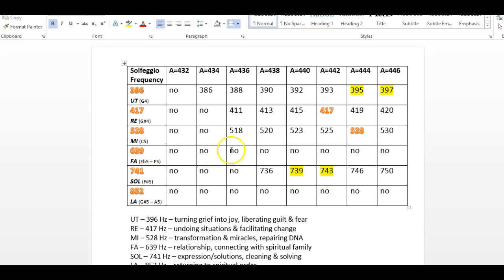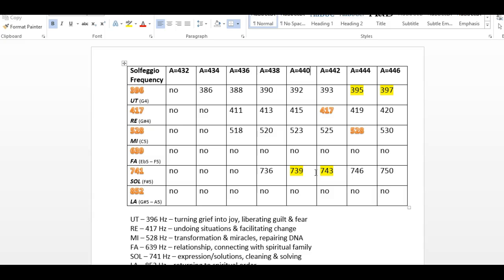So again, going down to 639, I don't have one listed because that chart only went up as high as 446. My guess is, based on the numbers, it's going to be somewhere around A equals 450. The same thing will be if you want the 852 hertz note. That would be closer to A450. The 741, you're probably going to want to tune your instrument to A441. That would be the closest match.